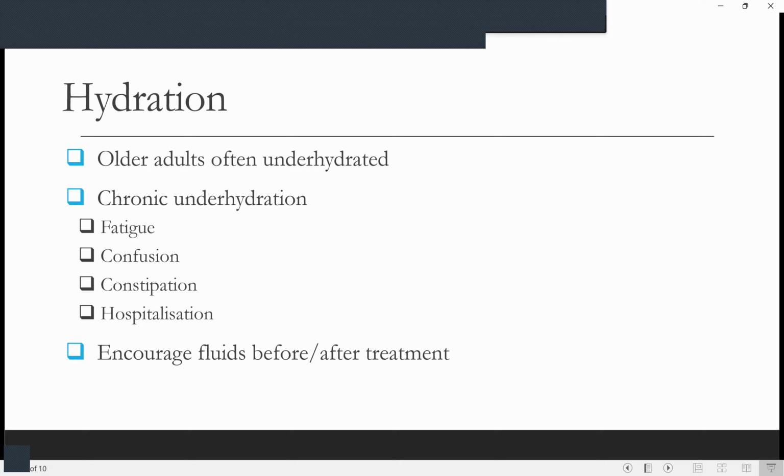Hydration. Now, this is a big problem. You think, well, it doesn't matter if people don't drink enough, but actually, chronic underhydration can lead to fatigue, confusion, constipation, and hospitalization. So again, there's a good reference for this, a study that was carried out, which is in the text part of this section. I would say encourage fluids before or after treatment. And if your client seems confused, then I think you need to think about, do you need to tell anybody?